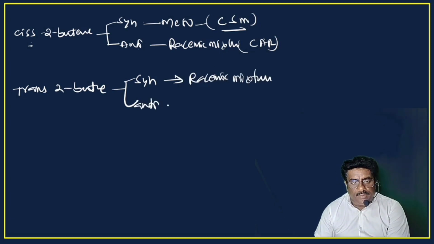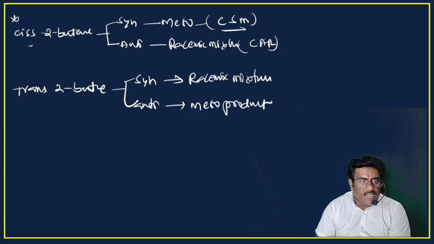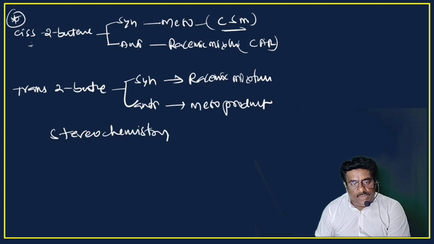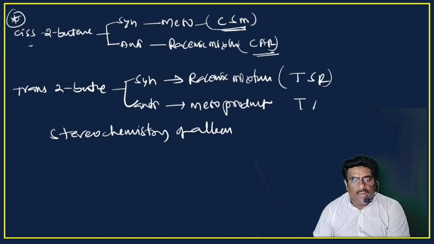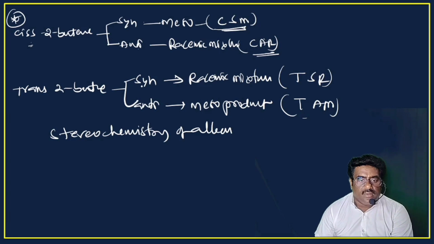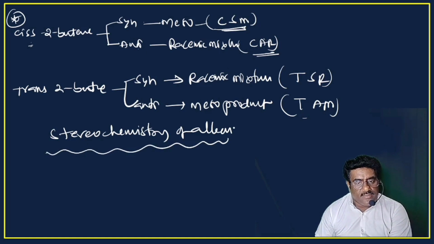If anti-addition, it gives meso product. It is very important to decide the stereochemistry of the alkene. Remember CSM, CAR and TSR, TAM, TAM. Remember these things, and we can easily write the product of the alkene with syn addition, anti-addition, stereochemistry of alkenes.